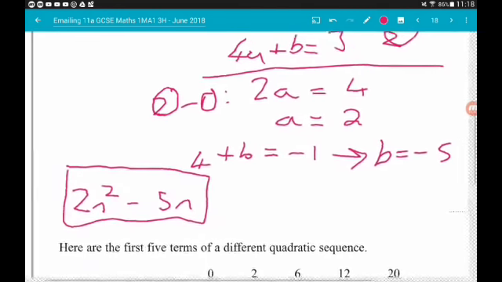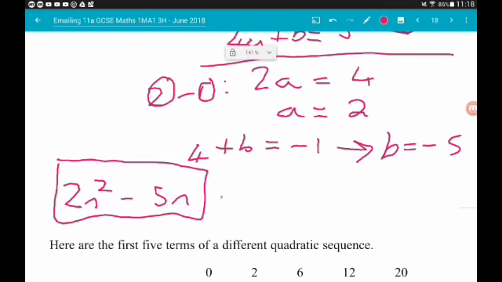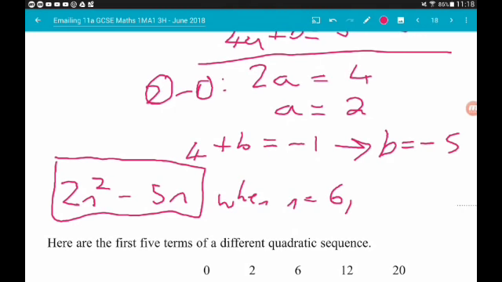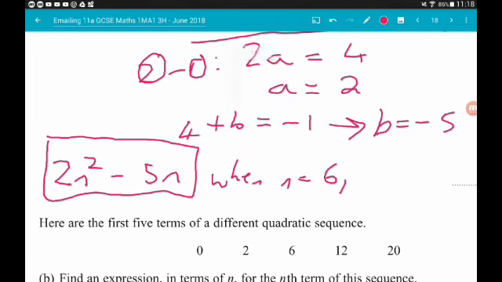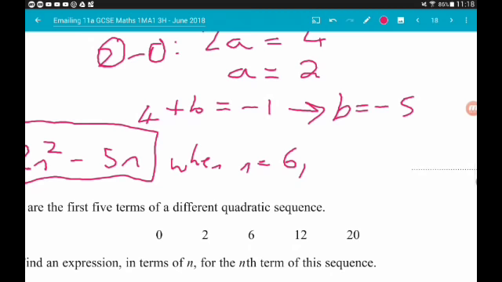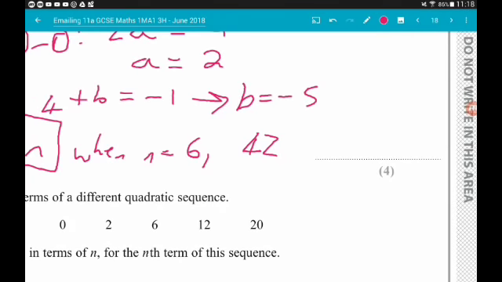Now we want the 6th term, so when n is 6, we're going to get 2 lots of 6 squared. 6 squared is 36. 2 times 36 is 72. And then we got minus 5 times 6, so it's minus 30. We get 42. So the 6th term is 42. Cool.